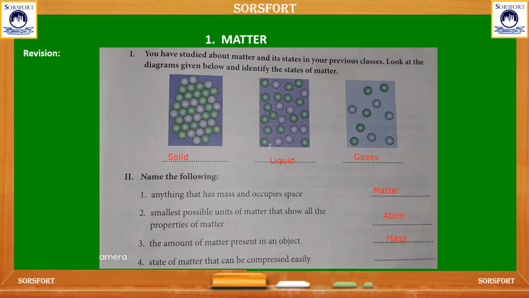Liquid has a little bit of space between the molecular arrangements. But in gases, there is lots of space between the molecules, so that's why they can be easily compressed. So tell me, the state of matter that can be compressed easily? Exactly, that is the gaseous state. Very good, students. Now let's move to our next point, as we have done today's introduction and the revision.